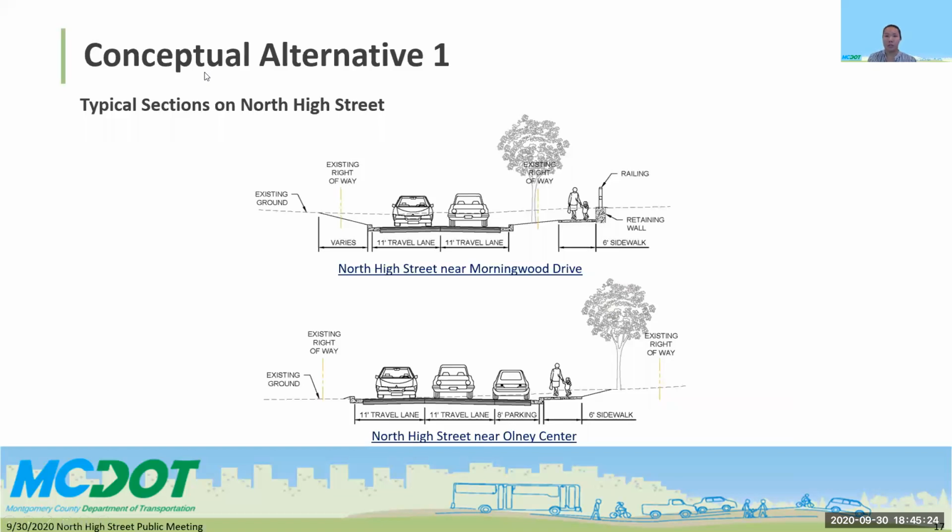So just to go over the concept that we have put together, most of you probably have seen this on our project website. And so the first alternative that we're proposing is an 11-foot travel lane in both directions of North High Street, with a 6-foot sidewalk in the section near Morningwood Drive. And as we get closer, traveling to the east on North High Street towards Georgia Avenue, we're proposing adding an 8-foot parking lane for cars to park, and then a 6-foot sidewalk.